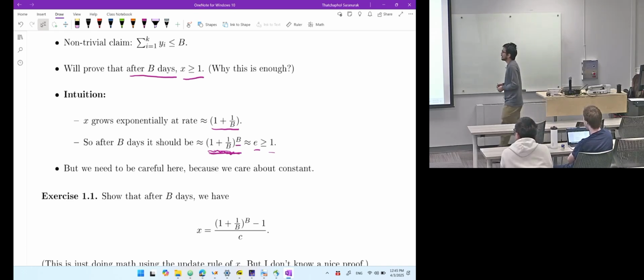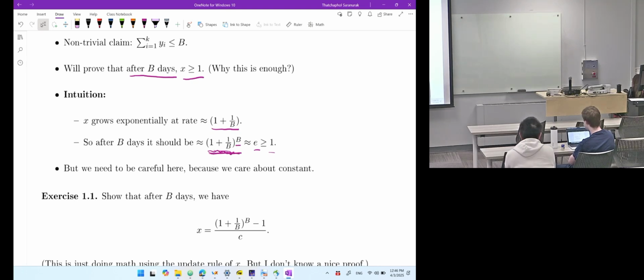You can even show the closed form of x from the formula, and the closed form is just this. I would not prove it here, but you can just write it like this. And you can see that x grows exponentially in 1 plus 1 over b after b days. So this is going to be a number of days.